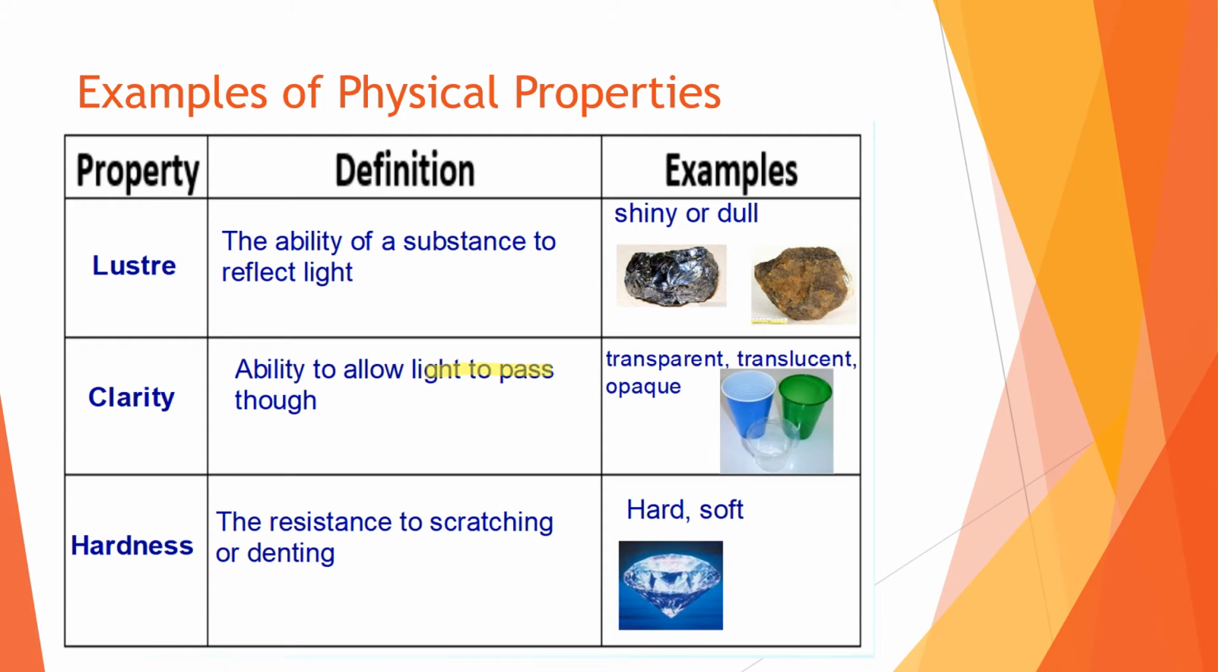It allows light to pass through. Hardness is the resistance to scratching or denting, so we would use words like hard or soft to describe. So something like a diamond, which is the hardest substance, is very resistant to scratching or denting, so that would be described as hard, whereas something like titanium is very soft. It has a lower resistance to scratching.